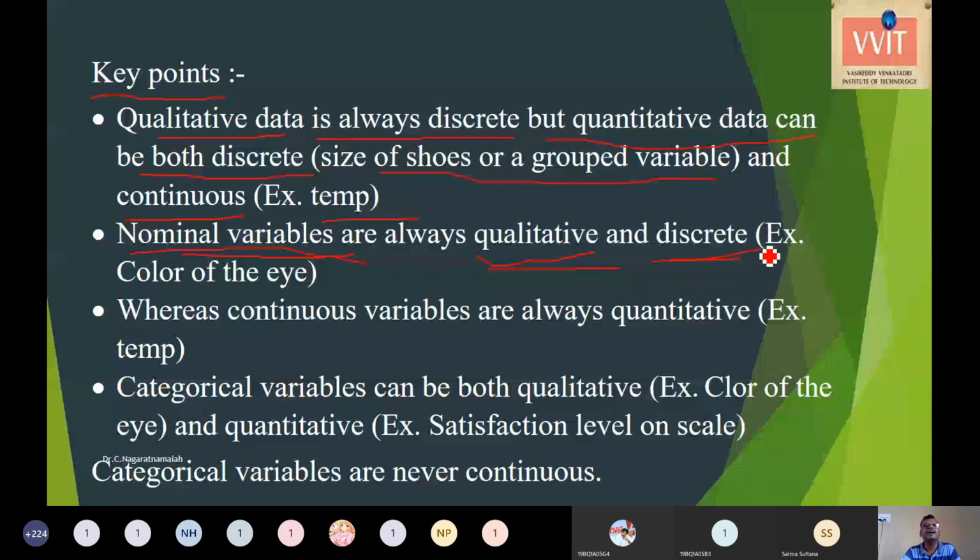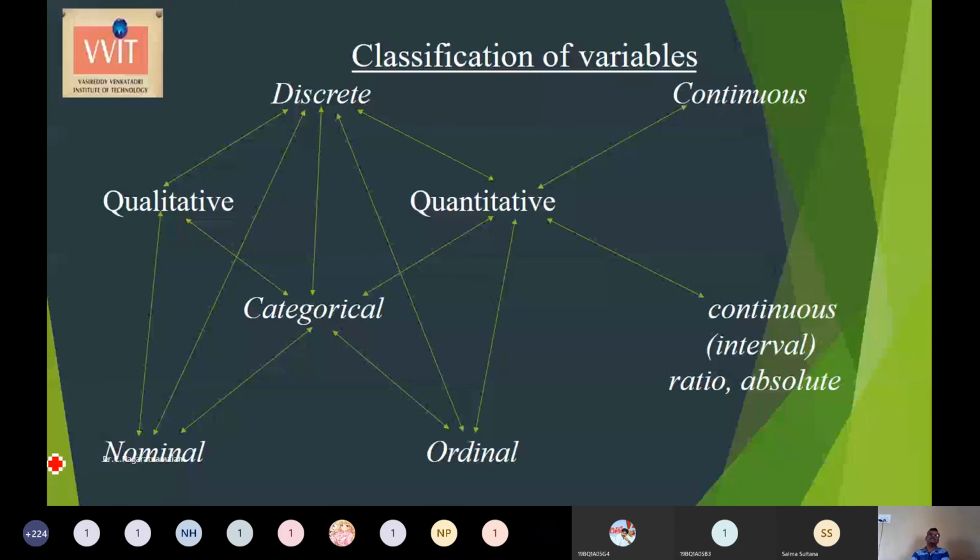Example, color of the eye. Whereas continuous variables are always quantitative. And categorical variables can be both qualitative and quantitative, but categorical variables are never continuous. This is the important classification regarding the variables. See, all of you, be very, very careful with this one.